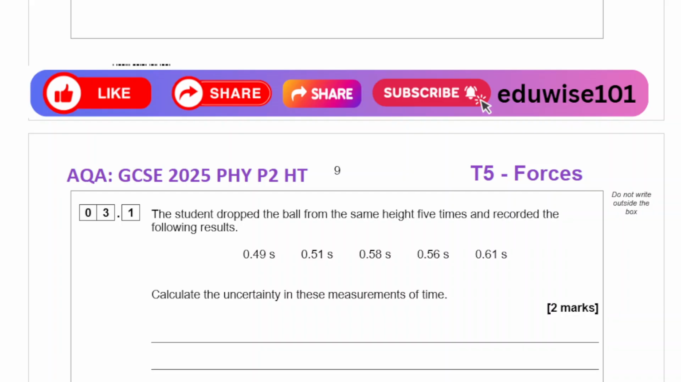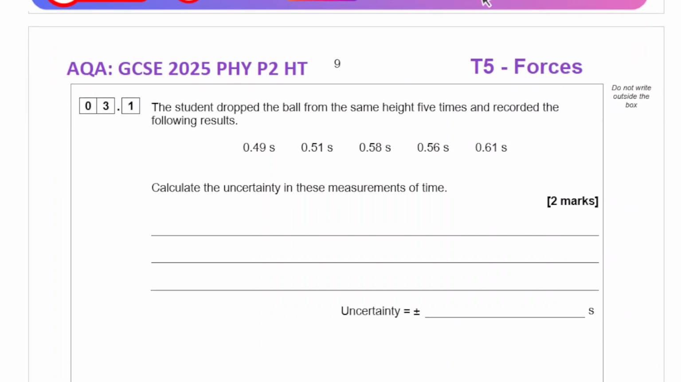So the student dropped the ball from the same height 5 times and recorded the following results: 0.49, 0.51, 0.58, 0.56, and 0.61. Calculate the uncertainty in these measurements of time. How do you work out the uncertainty?